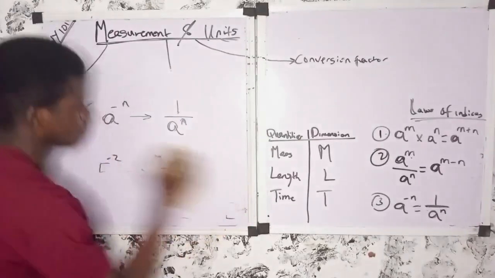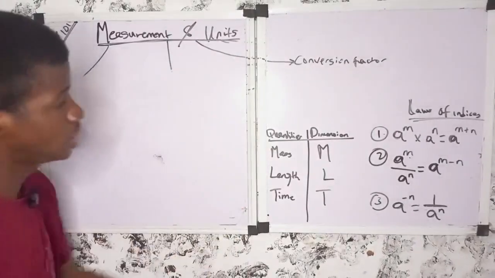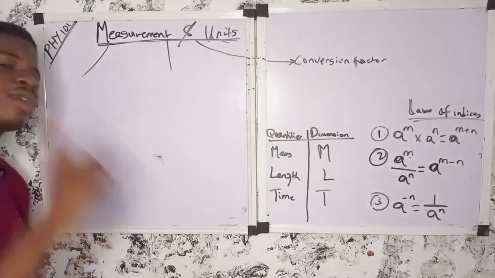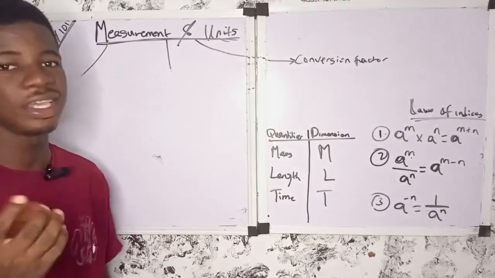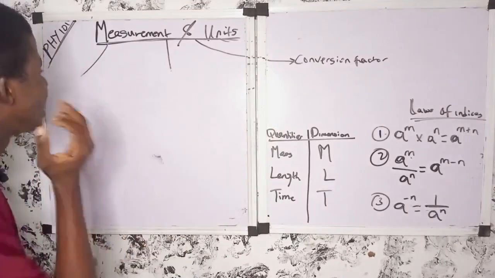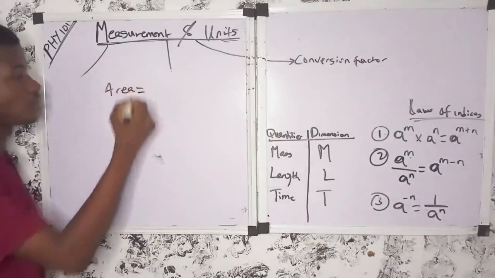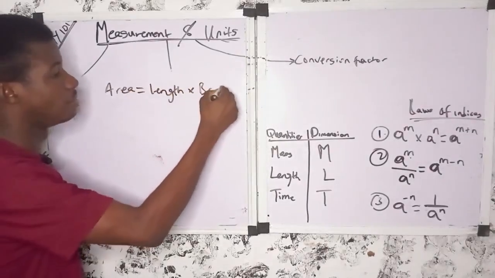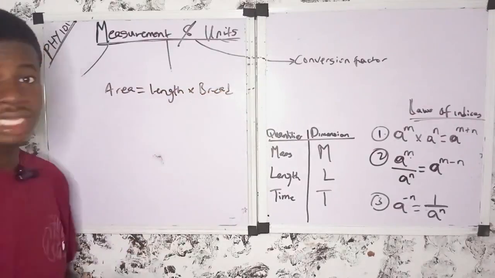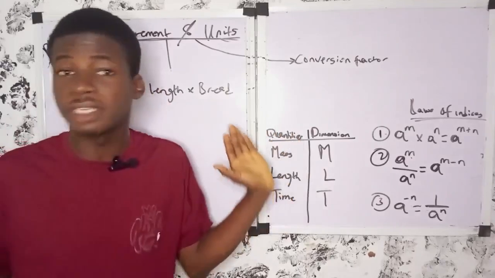Now, let's look for the dimension of some quantities, okay? Now, what is the first thing I told you? In order to look for the dimension of a particular quantity, at first you need to know the formula of that quantity. Now, let me start with area. The formula for area is length times breadth, okay? Now, remember, I told you guys that for a fundamental quantity, the dimension is just made up of a single letter.